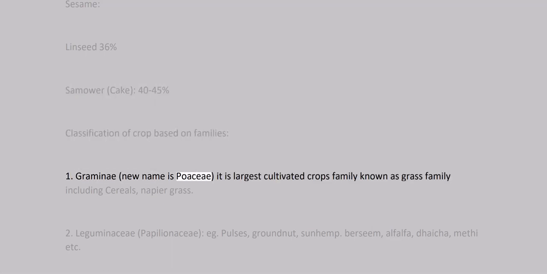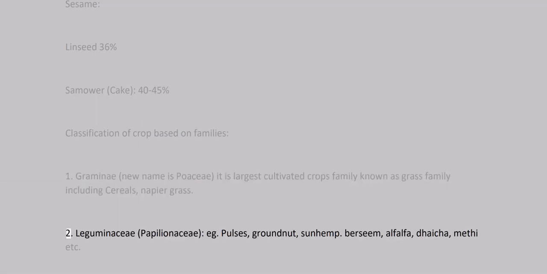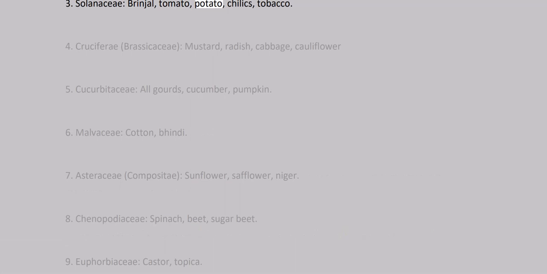1, Gramineae, new name Poaceae. It is the largest cultivated crop family, known as the grass family, including cereals and Napier grass. 2, Leguminosae, Papilionaceae, for example pulses, groundnut, sunhemp, berseem, alfalfa, dhaincha, methi, etc. 3, Solanaceae: brinjal, tomato, potato, chilli, tobacco. 4, Cruciferae, Brassicaceae: mustard, radish, cabbage, cauliflower. 5, Cucurbitaceae: gourds, cucumber, pumpkin.